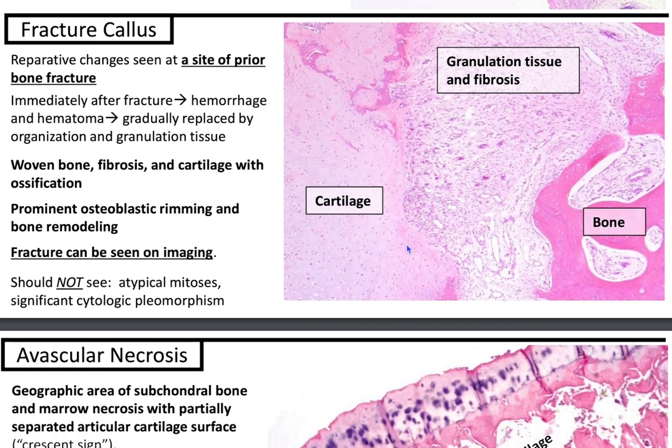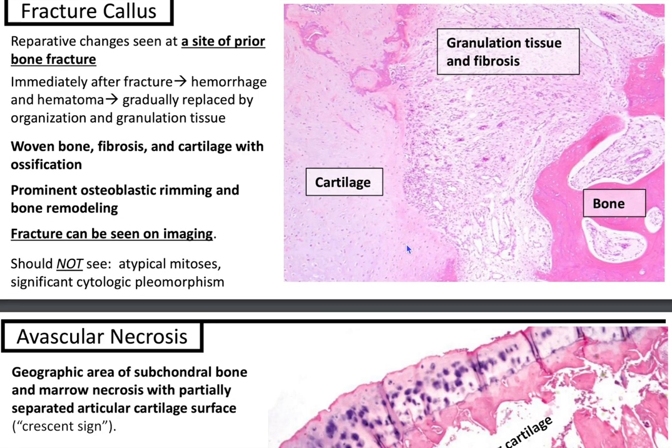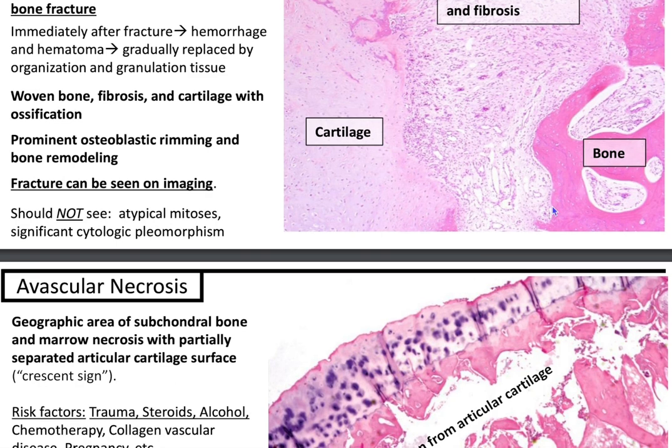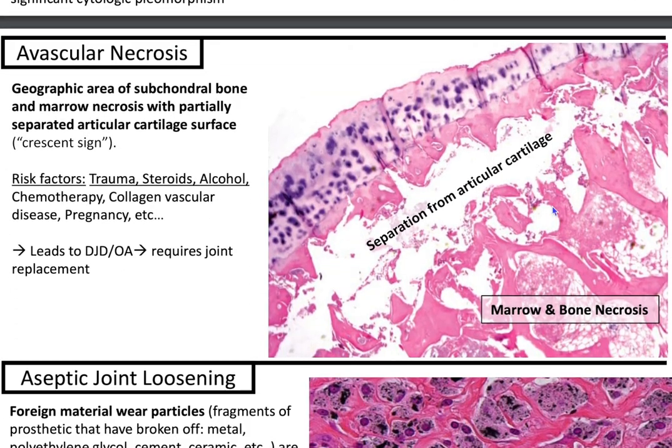Otherwise, you might be concerned for an osteosarcoma or a chondrosarcoma, depending on what component is atypical. Avascular necrosis. This is a geographic area of subchondral bone and marrow necrosis with partially separated articular cartilage surface, this crescent sign, as you can see here. I remember learning this a lot.